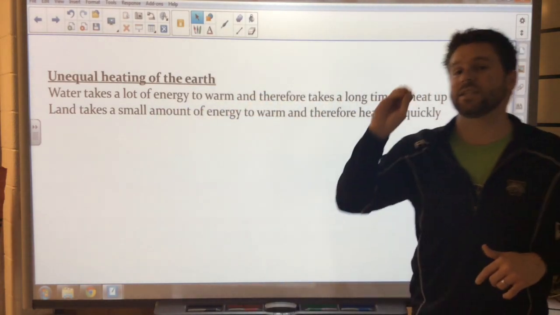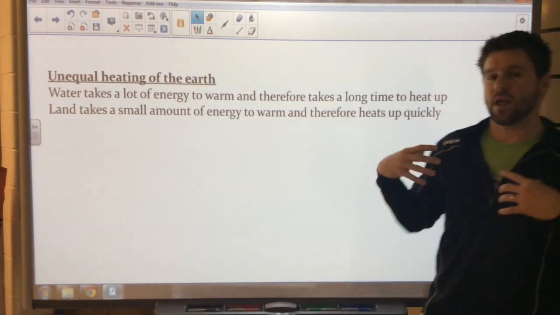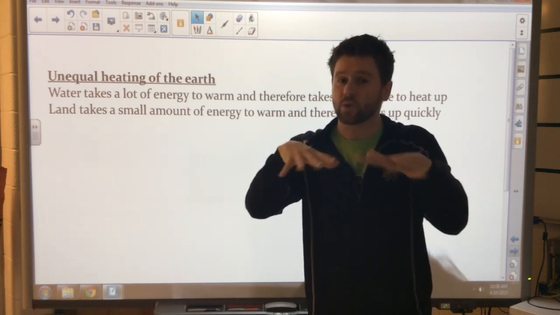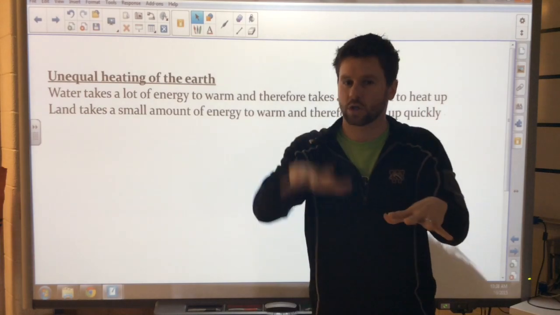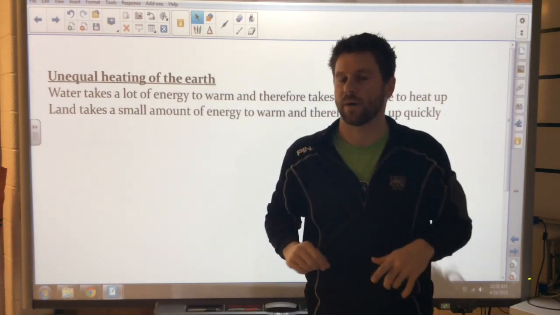Land, on the other hand, takes a small amount of energy to raise its temperature. So if I have sun beating down on land and water right next to each other, which one's going to raise its temperature the fastest? Is it going to be the land or is it going to be the water? We'll talk about it in class.